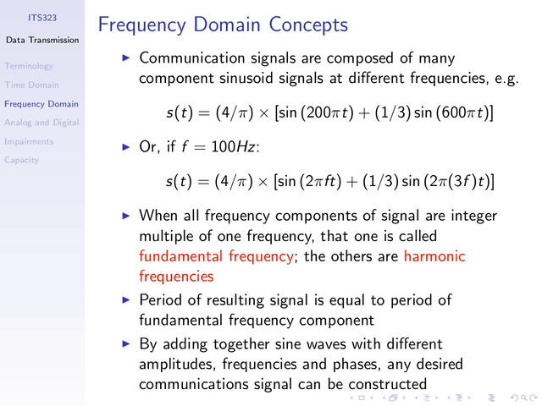Therefore the frequency of this signal is, someone can help him? Say it louder. 100 hertz. 100 hertz, good. 2 times pi times by the frequency gives us 200 pi times t. So the frequency of this signal is 100 hertz.